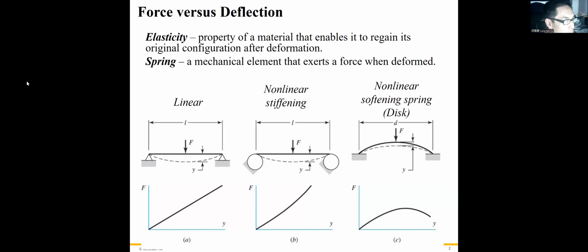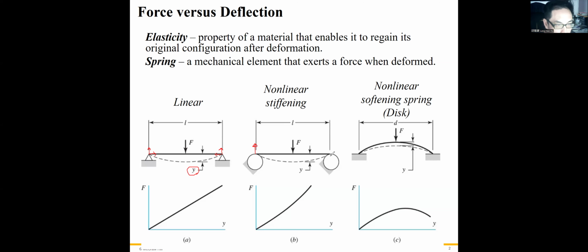So if we look into a beam with two reactions, the two boundary conditions at the two ends of this beam, we can simply imagine that the deformation y is linearly proportional to the force applied to it, right? So the relation between force and deflection is linear.